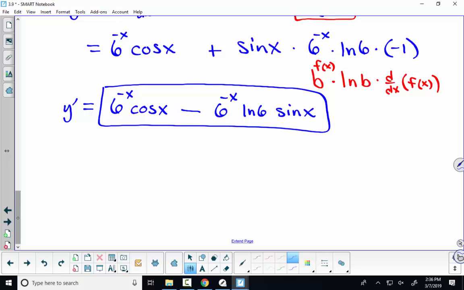You could imagine this derivative, for instance, where is that function 6 to the negative x sine x? Where does that function have a horizontal tangent line? Then you have to solve where this function y prime is equal to 0. So that's in chapter 4 where we start looking at explicitly wanting to simplify the derivative, not because we just want to simplify something, but because we have to figure out where the derivative is 0.